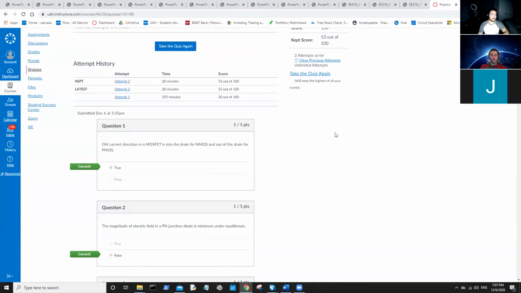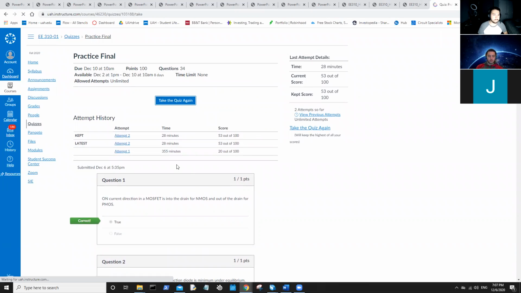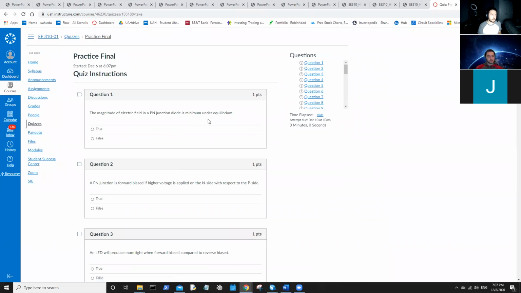All right. So we can start going through these. And then when we get to the problems, actually, we're just going to take the quiz again. All right. So question 1: the magnitude of the electric field in a PN junction diode is minimum under equilibrium. Well, the maximum electric field in a PN junction occurs when it's in reverse bias. So the questions did change. They do change. That's awesome. All right, well, that's cool.